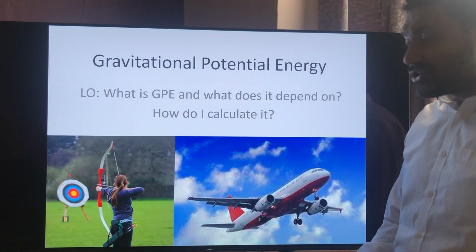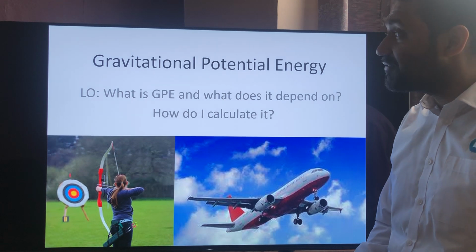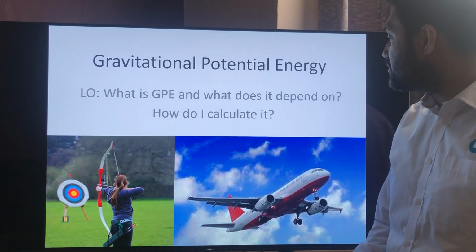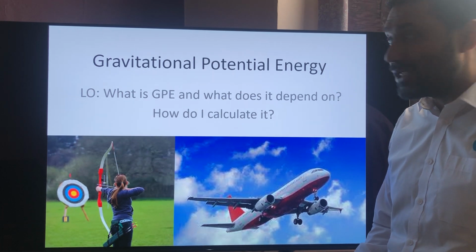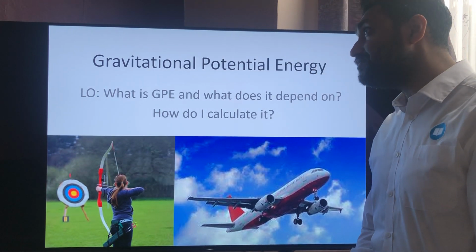Right, so gravitational potential energy, what is it? Well, that's our learning objective. What is GPE and what does it depend on and how do I calculate it? So that's your objectives for today.